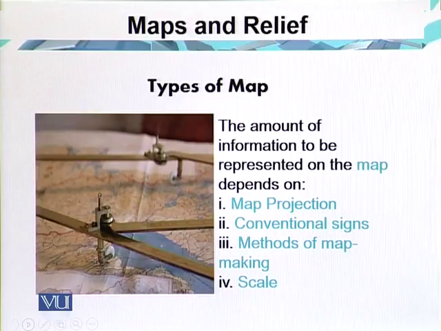The methods of map making are very important when we are dealing with the techniques. Like some maps are prepared with the help of a computer. Some are prepared with the help of aerial photographs. Some maps are prepared with the help of sketching. So these are the methods which are used for map making.